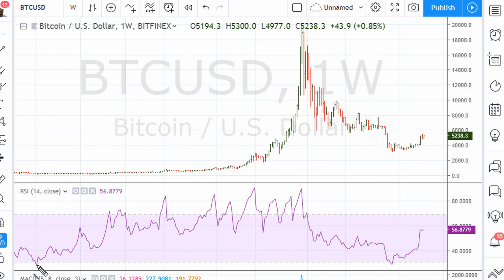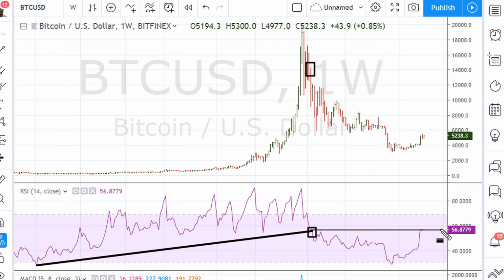Let's not forget that on the weekly chart, we had been drawing this line, which had given us this break off the highs of early 2018. And this is also showing a possibility of either a breakout, which would be bullish, or resistance on the line, which would be bearish.